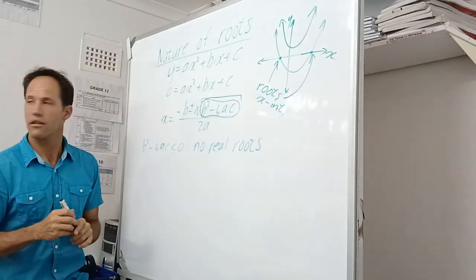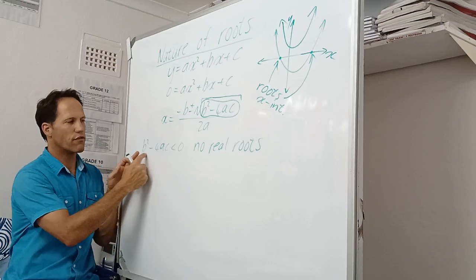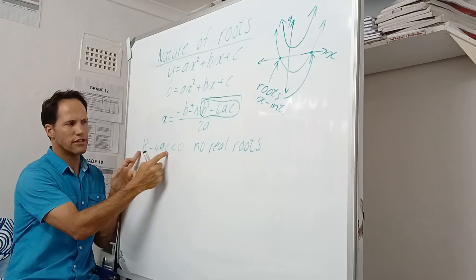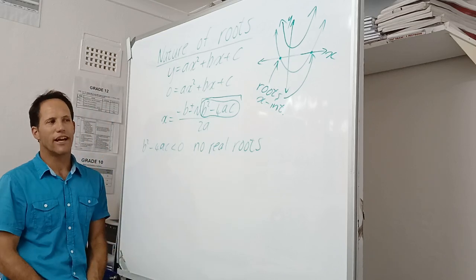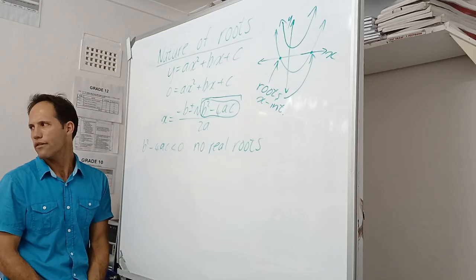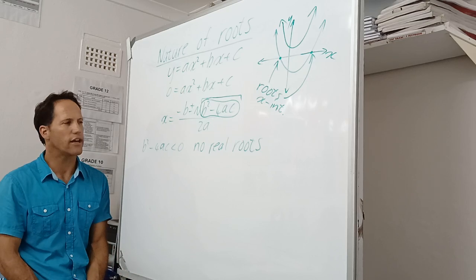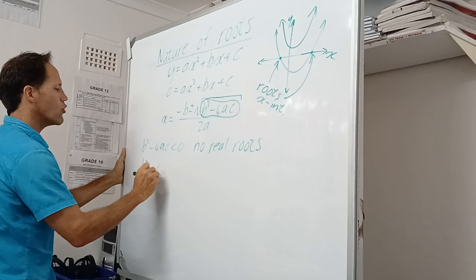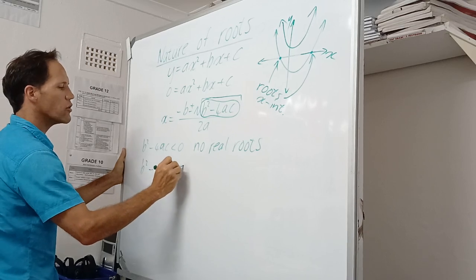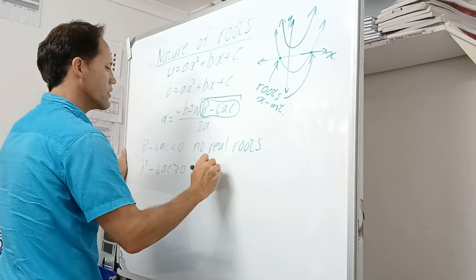Does it make sense? There's no real roots. They're non-real. Okay, because if this part is smaller than 0, it means this part is negative. And if this part is negative, what can you say about the nature of the roots? They're non-real. You understand? There's no roots. Okay? So if b squared minus 4ac is bigger or equal to 0, you will have real roots.